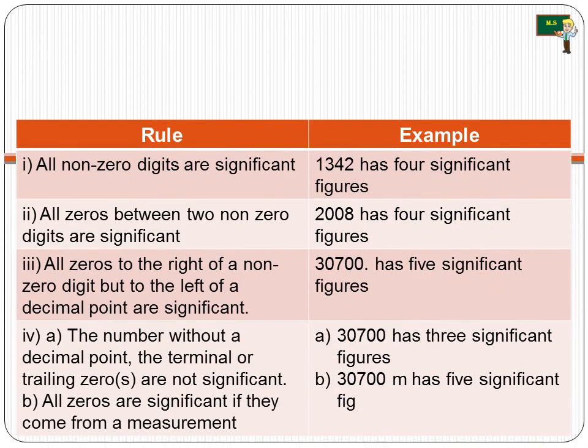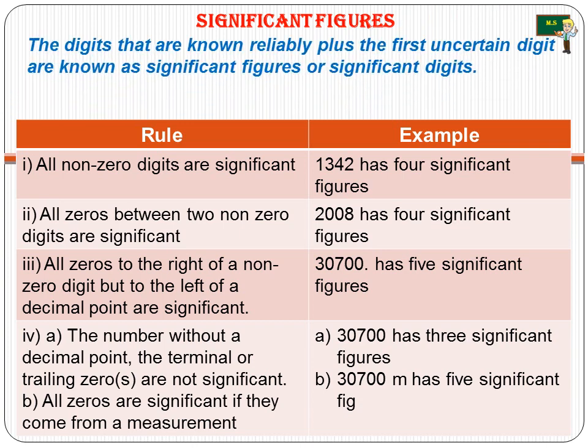Now let's move into the significant figures. What are the significant figures? See, the digits that are known reliably plus the first uncertain digit are known as significant figures or significant digits. I think you all know what the meaning of uncertain is.